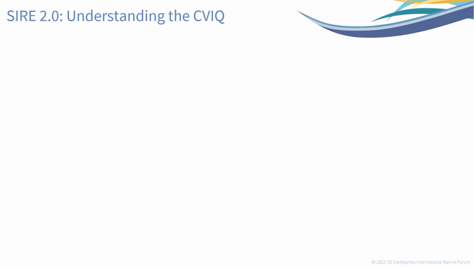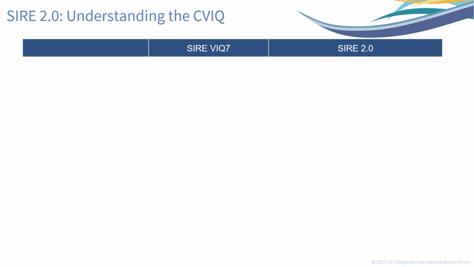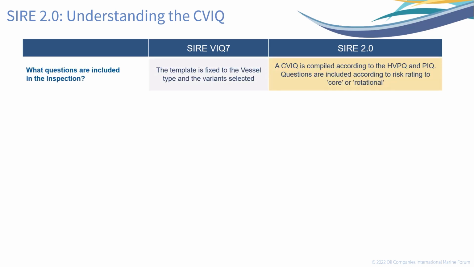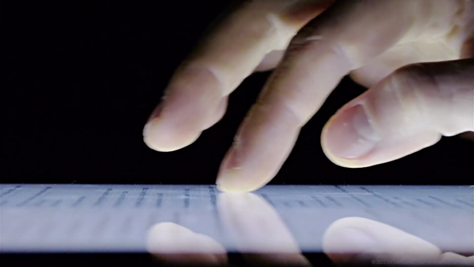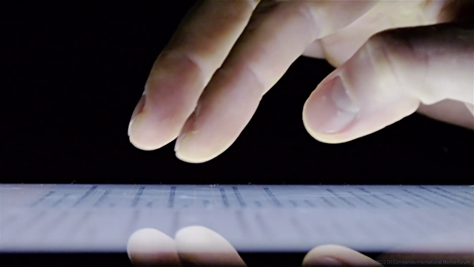Now let us look at the main differences between VIQ7 and SIRE 2.0. Included questions. The VIQ7 inspection had a fixed question set for the type of vessel and variant that was selected, with question sets comprised of approximately 300 to 400 questions. Many of these questions were answered as not seen or not applicable, thus adding no value to the end report. The number of questions in a SIRE 2.0 CVIQ question set has been significantly reduced, with questions included according to the risk that they address.